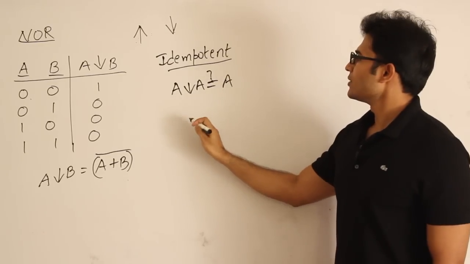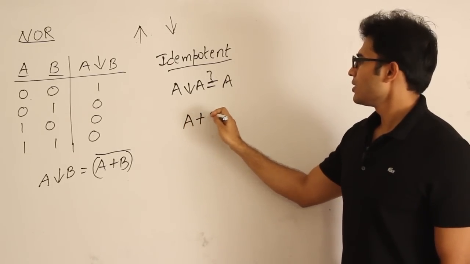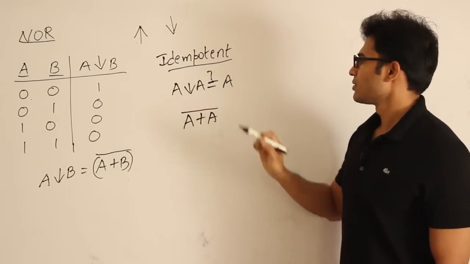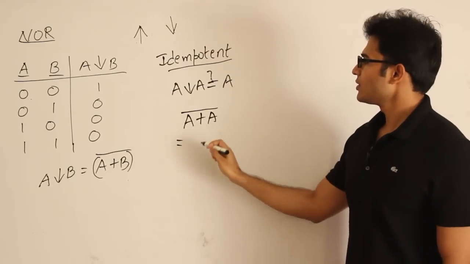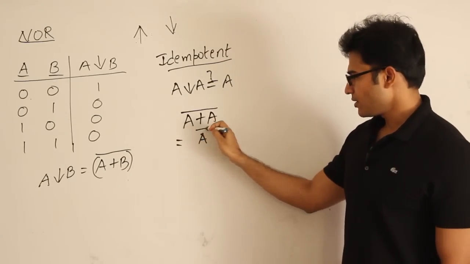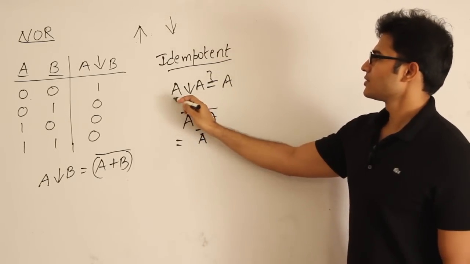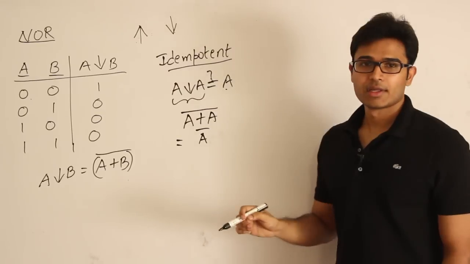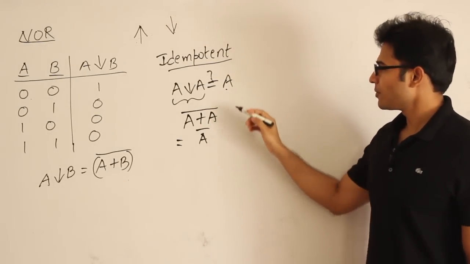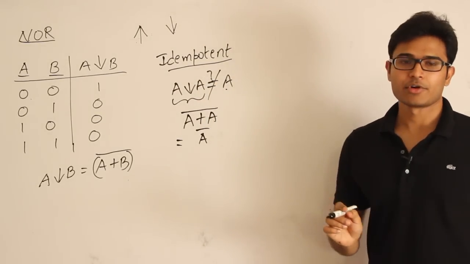Now A OR A, so how can you write it? (A plus A) complement. Now what is this? A plus A is A, so it is nothing but A complement. Therefore this turned out to be A complement, right? So A is not equal to A complement, therefore it is not idempotent.